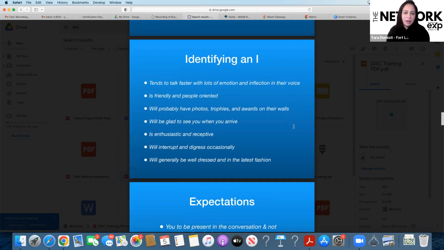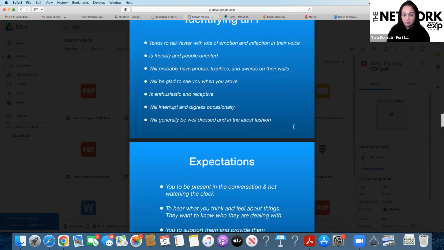In ways to identify an I, they tend to talk faster with lots of emotion and inflection in their voice. They're friendly and people-oriented. They will probably have photos, trophies, and awards on their walls. They'll be glad to see you when you arrive. So they're huggers, and they get so excited. They're enthusiastic and receptive, will interrupt and digress occasionally, and will generally be well-dressed and in the latest fashion.